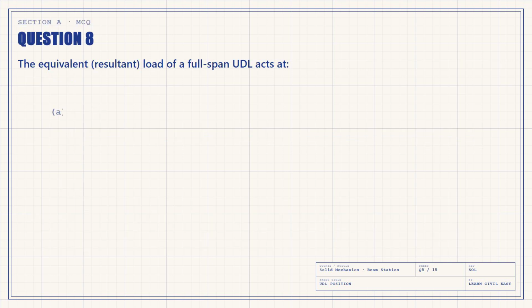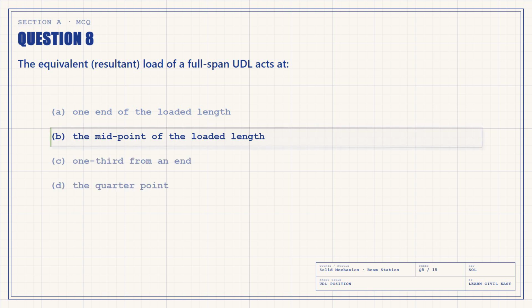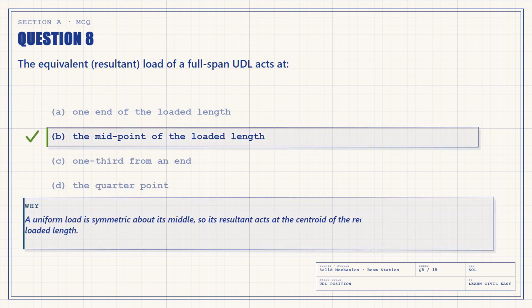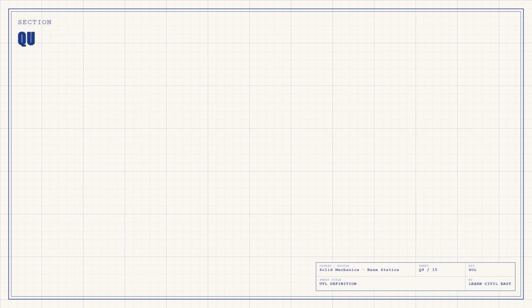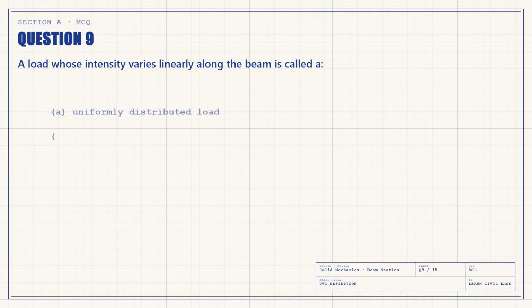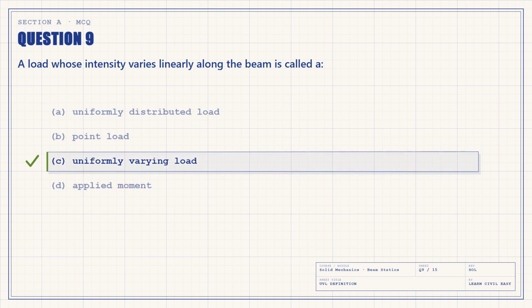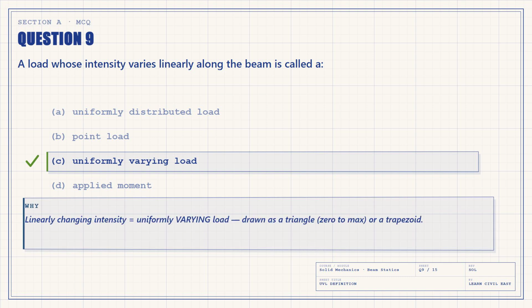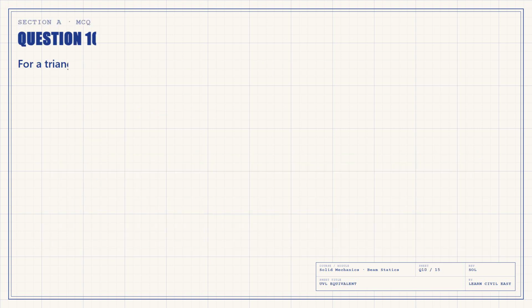Question 8. A uniform load is symmetric about its middle, so its resultant acts at the centroid of the rectangle, the midpoint of the loaded length. The answer is B. Question 9. A load whose intensity changes linearly is a uniformly varying load drawn as a triangle or a trapezoid. The answer is C. Question 10.